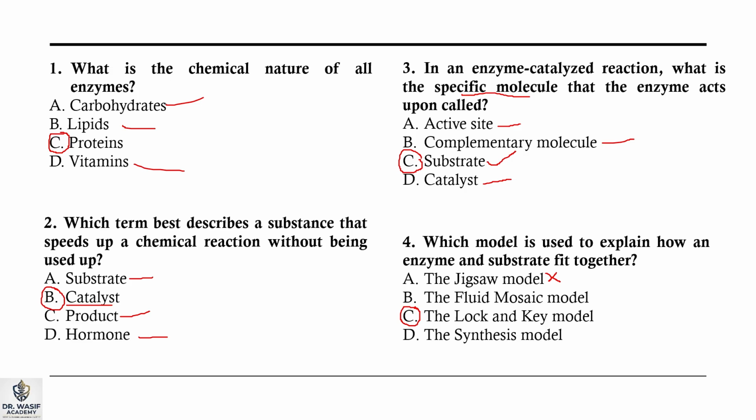The fluid mosaic model, if you remember about cell membrane, then you can easily understand why this is not the answer. The fluid mosaic model is an entirely different concept which is used to describe the structure of cell membranes. And the synthesis model refers generally to building complex molecules, but it does not describe this specific structural fit. So that is the reason correct answer is lock and key model.